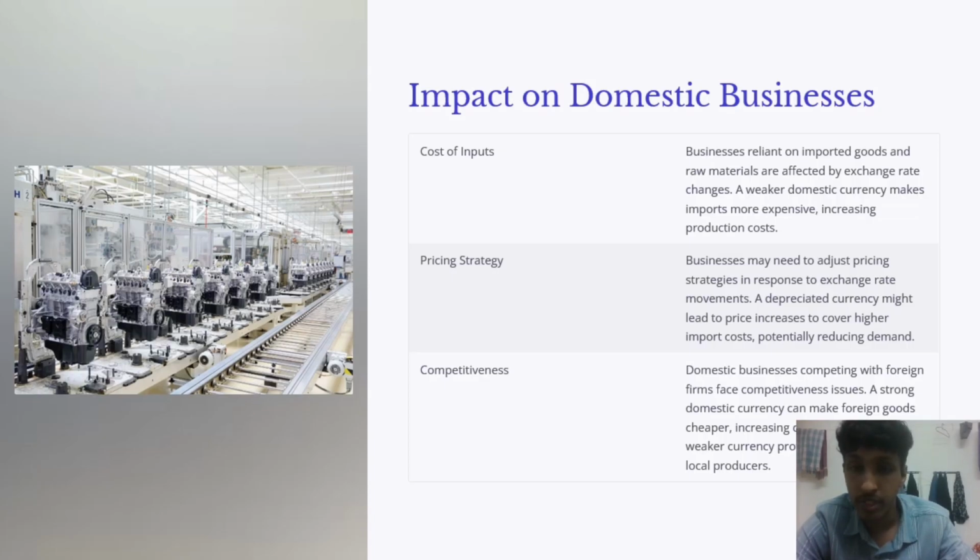Competitiveness. Domestic businesses competing with foreign firms face competitive issues. A strong domestic currency can make foreign goods cheaper. So a weak currency can make domestic businesses more competitive. This is because the products are cheaper. So if a strong currency makes domestic businesses less competitive, this is because their products are more expensive.